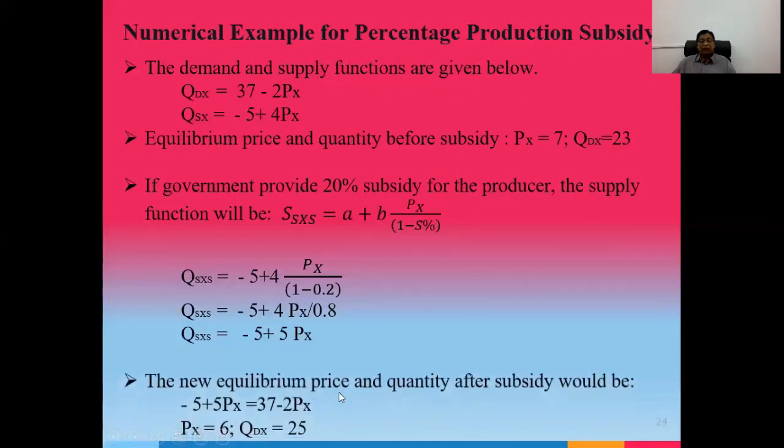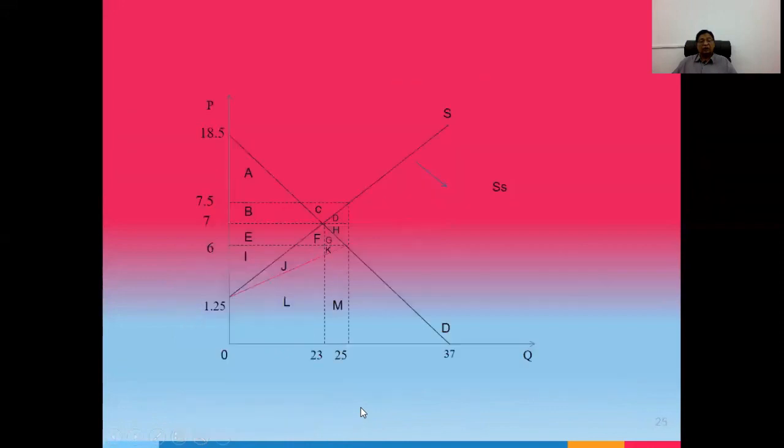Then new equilibrium price and quantity after subsidy. As I mentioned, you can measure. This is the supply curve after subsidy, minus 5 plus 5 Px. This is the demand curve, the initial demand curve, 37 minus 2 Px. Then you will get equilibrium price after subsidy 6, quantity 25.